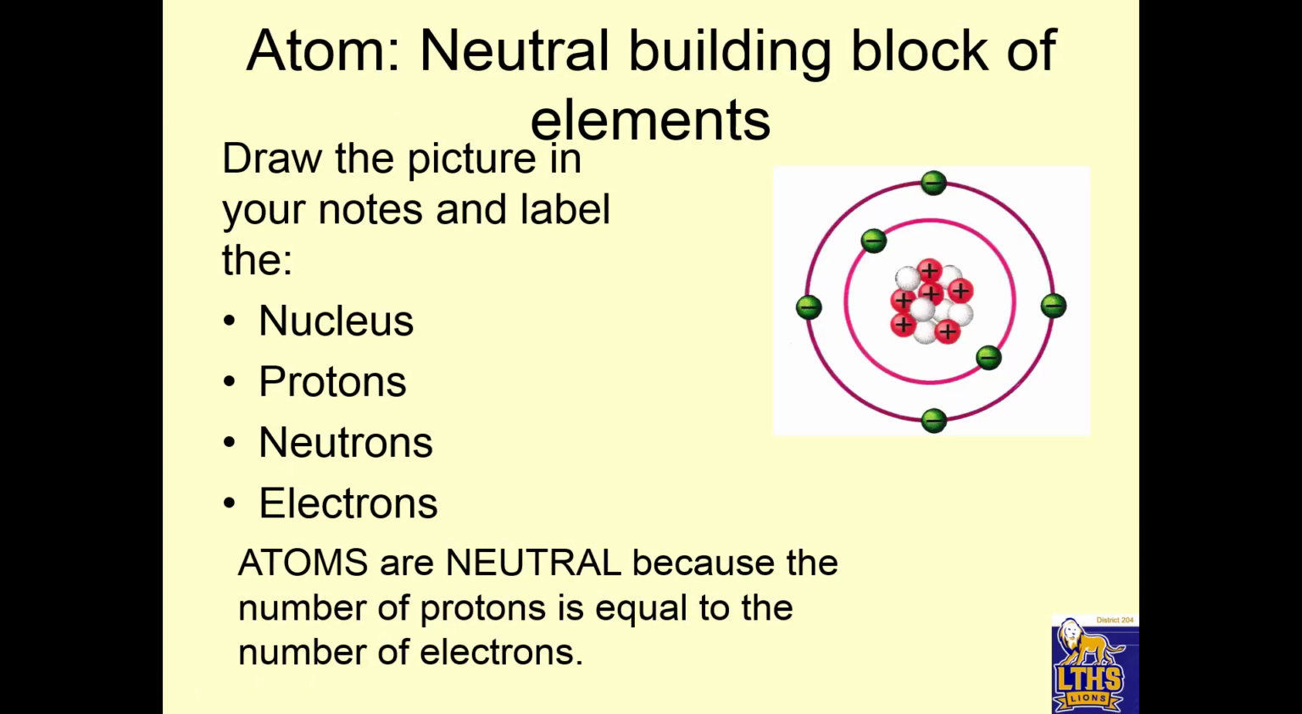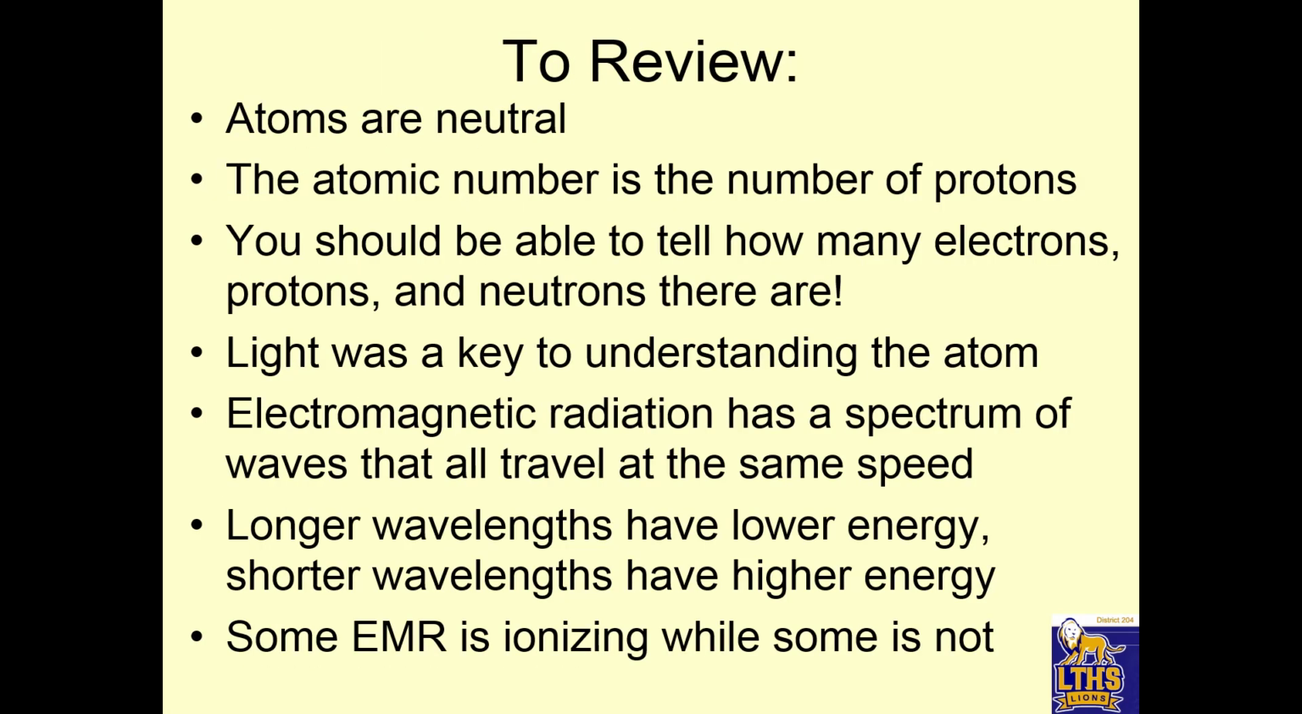So these neutral building blocks of elements, you should make sure you have it in your notes. Please label the nucleus in there. Okay, I want you to label these. Label it. I know it says it right there. Label the nucleus, the protons and neutrons and the electrons here. Okay, and if you notice, 1, 2, 3, 4, 5, 6 protons, 1, 2, 3, 4, 5, 6 electrons, and so atoms are neutral because their protons and electrons equal each other. All right, so to review, atoms are neutral. Yeah, we just said that.